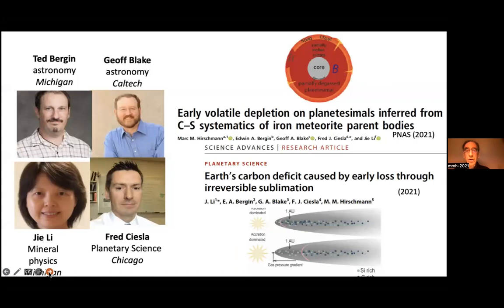Last year, in 2021, this same group continued working together on the same problem. In this case, a pair of papers, one about the behavior of carbon in dust and the way it sublimates in early protoplanetary disks and how that affects the supply to planets. That's the paper that Jackie Lee led. That's on the bottom left, and I'm not really going to talk more about it.